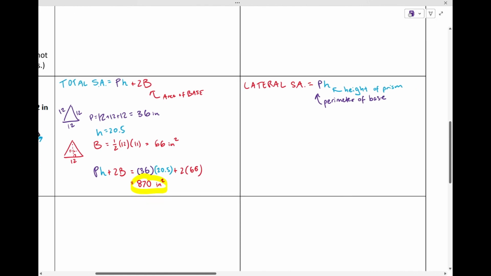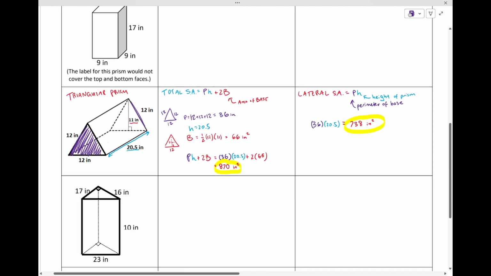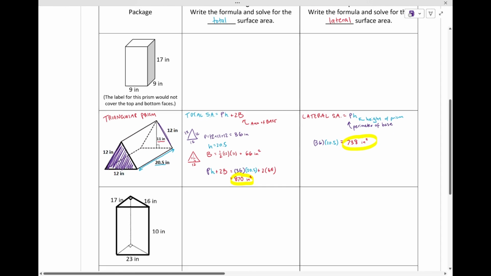But lateral surface area is just P times H. Well, we actually already have P times H, where our P was 36, and our H is 20.5. I put just those together, 36 times 20.5. It's going to give me 738 square inches. So that's just the paper label going around the rectangle sides, not the bases. But total surface area includes the triangles, 870 square inches. Lateral surface area should be less because we're not including the bases. We've got 738 square inches.